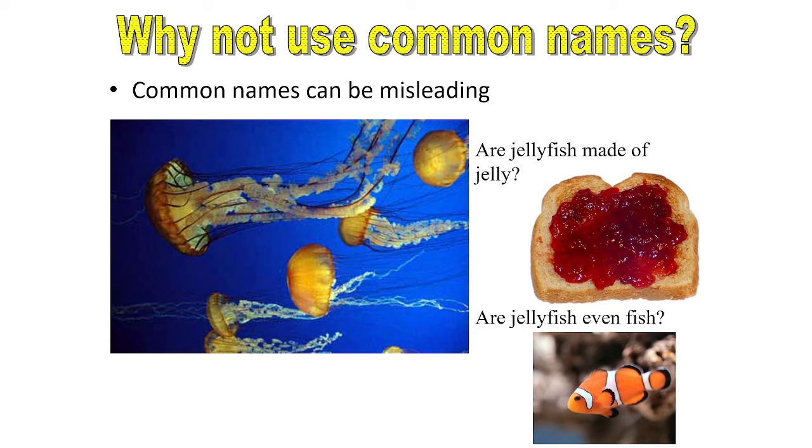Take the example of the jellyfish: are they actually jelly? Just look at the picture, jelly on bread. Are they producing any kind of jelly which we generally eat in our food, or use as a food additive? But no, jellyfish are opaque in structure, they look like jelly, and so we call them jellyfish.